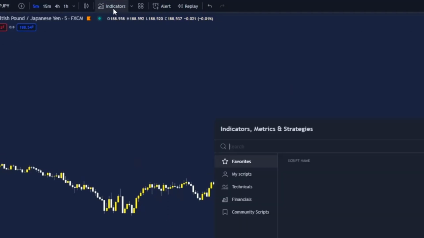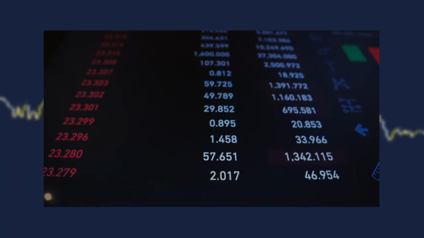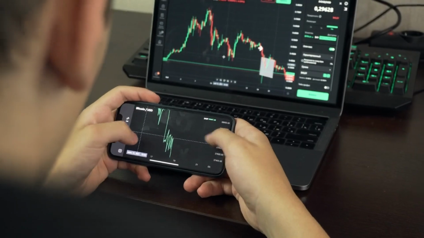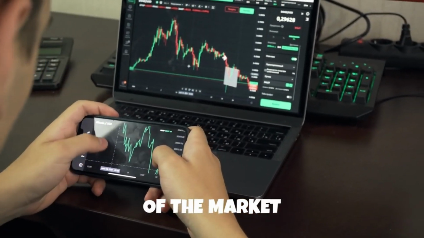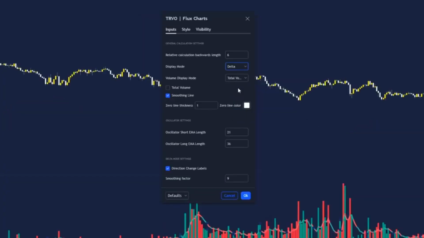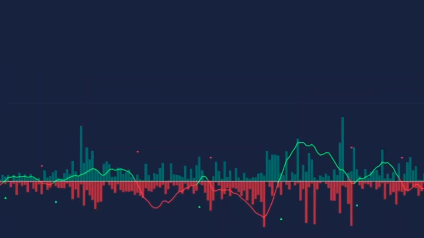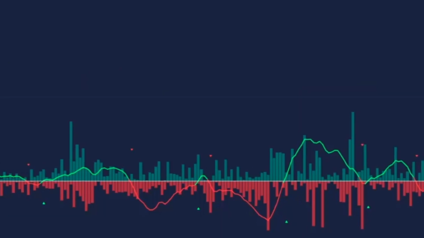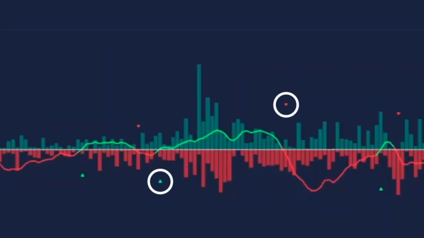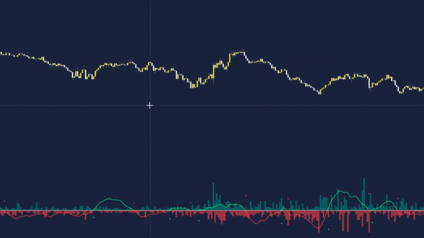Let's first open the indicators tab and add the Time Relative Volume Oscillator right here. This indicator will automatically plot buying and selling volume per candle to help us easily see who is in control of the market. In the settings, change the display mode to Delta. This allows us to follow along per candle and see the market change with ease. This indicator is very easy to read. The green and red bars simply represent buying and selling volume per candle, and we can use the red and green arrows for signal entry. Simple as possible. Next, let's add the buy-sell indicator.